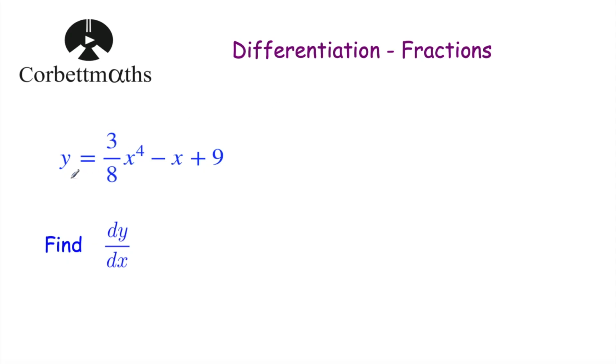Okay, so our last question, we've got y is equal to 3/8 x to the power 4, subtract x plus 9, and we've been asked to find dy by dx. So we've got y is equal to 3/8 x to the power 4. Well, that's quite nice, the format they've given it to us in. Subtract x plus 9. So that's fantastic. This is what y is equal to. Now let's differentiate. So when we differentiate it, we get dy by dx.